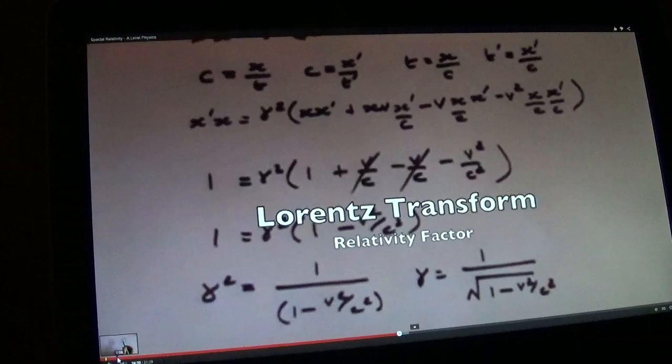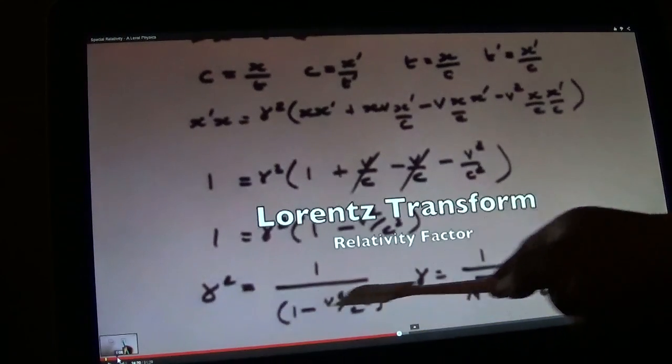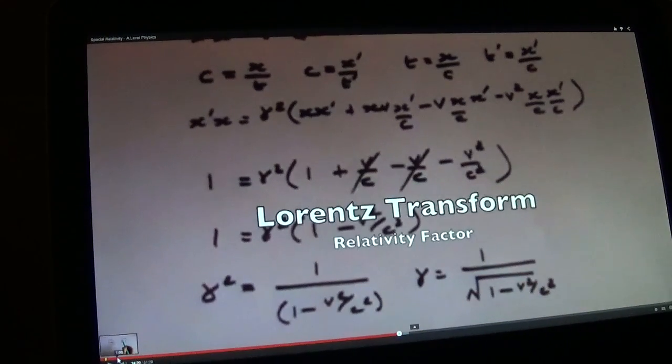And that is absolute nonsense. He's divided by 0, and if you paid attention to the beginning, that is absolute nonsense. He got this gamma factor and he derived it by absolute nonsense.